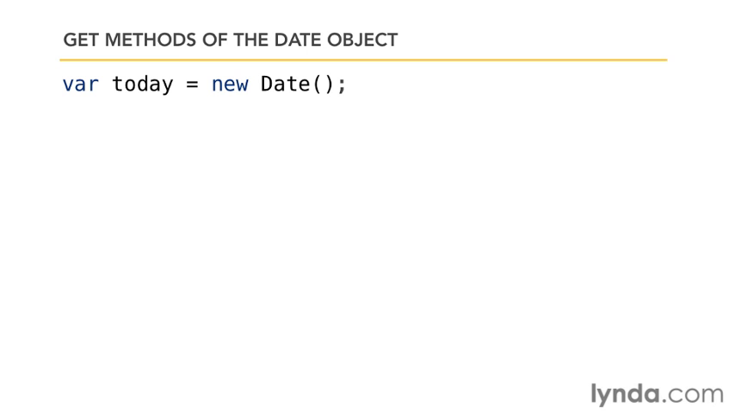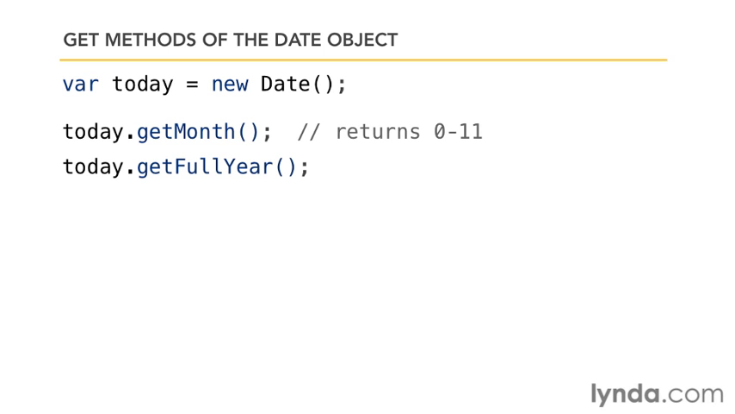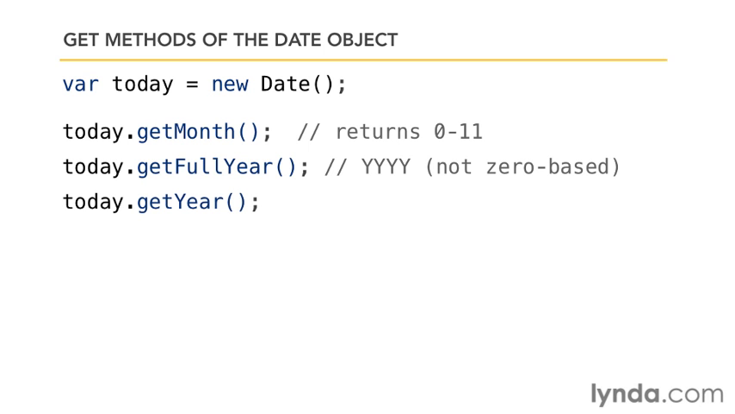So after creating a new object, I can say today.getMonth and it returns 0 through 11. I can say today.getFullYear to give me the 4-digit version. That one's not zero-based, so it would return 2011, 2012, and so on. There is actually a today.getYear, but that one's officially deprecated, meaning that it would work, but you're not supposed to use it anymore. The recommended one is getFullYear.